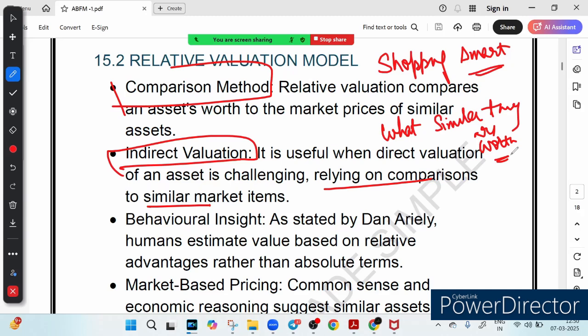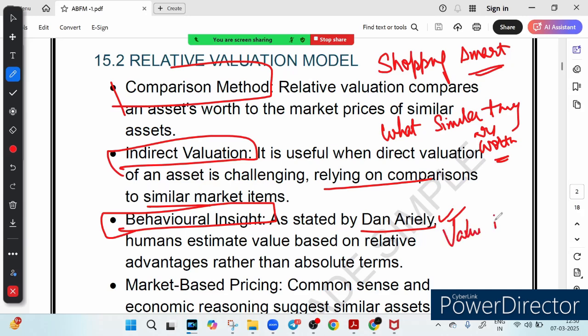Then the third method we have is behavioral insight. Dan Ariely, remember it, Dan Ariely. He was a behavioral economist. He says people don't think in absolute terms. We judge value by comparing. So this is the key point.